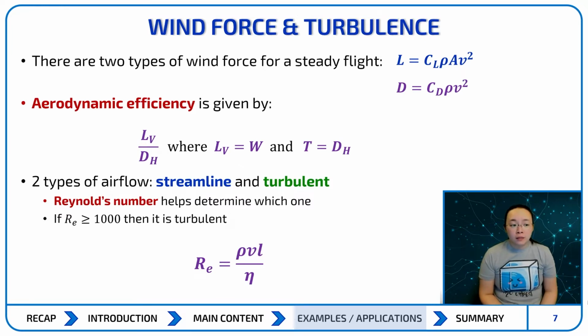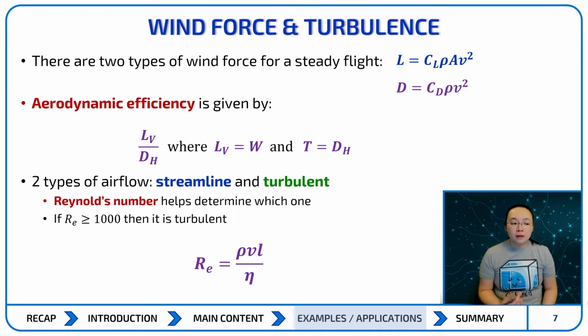Now, in terms of turbulence and airflow, there are two types of airflow we need to consider. There's streamlined or smooth airflow, and there's turbulent airflow. And Reynolds number is going to help us determine what kind of airflow we have. If your Reynolds number is greater than or equal to 1,000, then we consider airflow to be turbulent. And in that case, the living organism experiencing this turbulent airflow is going to have to compensate for it somehow.